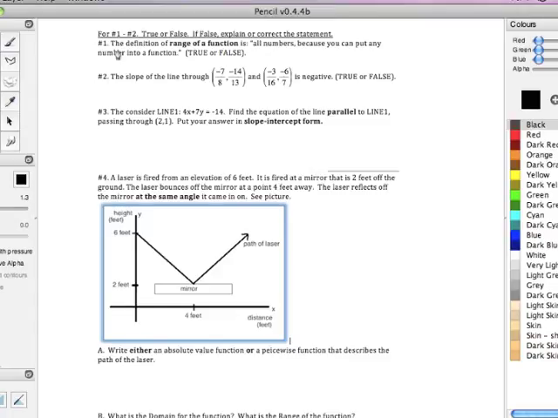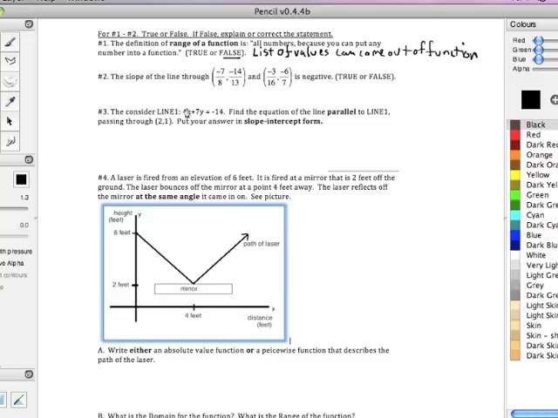Number 1, the definition of range of a function is, quote, all numbers because you can put any number into a function. This is false. The range is the list of numbers, the list of values, let's say, that can come out of the function. Or you can also say the list of possible y values if y is the function of x. List of values that can come out of the function.